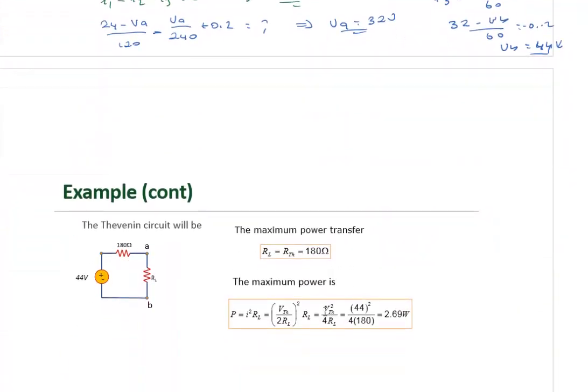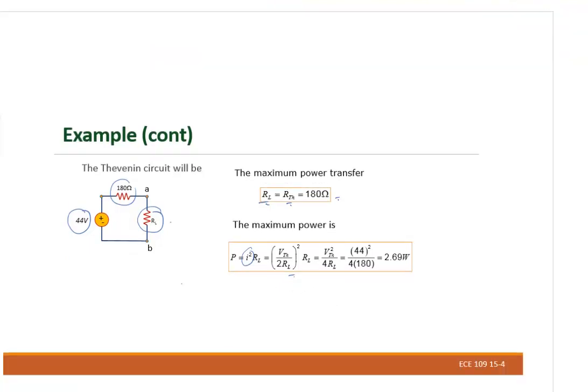So our circuit will be like this. We're gonna have a 44 volt Thevenin equivalent voltage source and 180 ohms RTH in series right there. So this is RL here. If you want to have maximum power transfer to RL, that means RL should be equal to RTH, which is equal to 180. So from here we can find the power easily because we know the voltage right there. We know how much it's gonna drop right there.